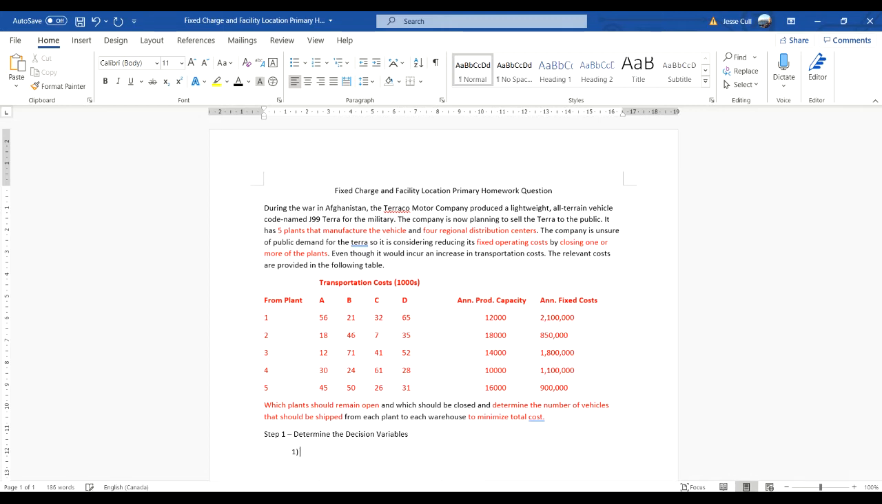One, we want to determine which plants should remain open. So which plants, but we also have a second aspect: to determine the total number of vehicles that should be shipped.